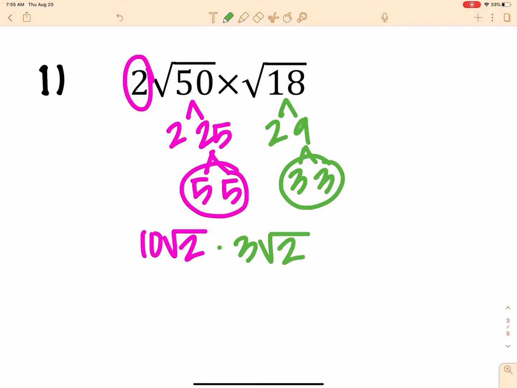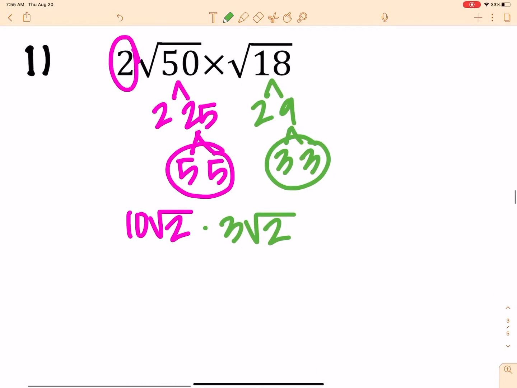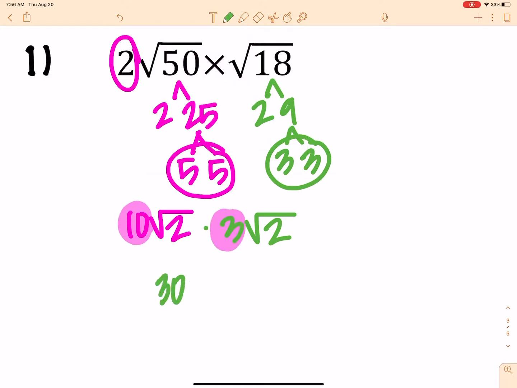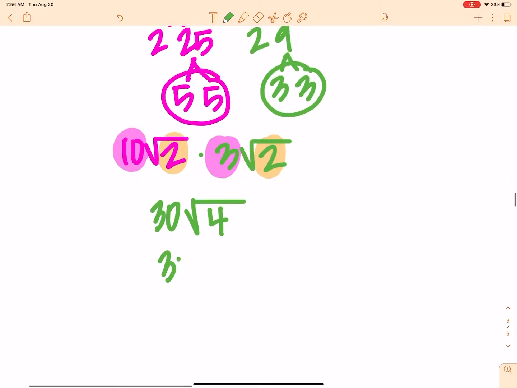Okay, so like I said, multiplication rules are different. We're going to treat the inside and outside numbers separately. So you do 10 times 3, which is 30. In the adding and subtracting, we did not touch the rad 2, they stayed the same. That is different with multiplication. With multiplication, you do actually multiply those two numbers together. So 2 times 2 is 4. We can actually simplify this. Square root of 4 is 2, so we can keep on going to get 60 as our final answer.